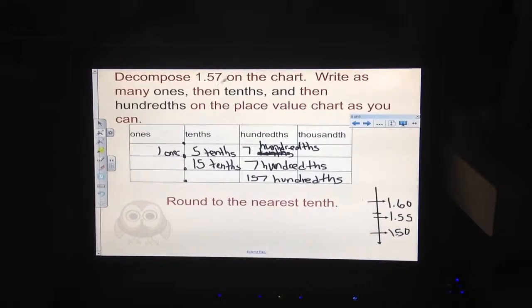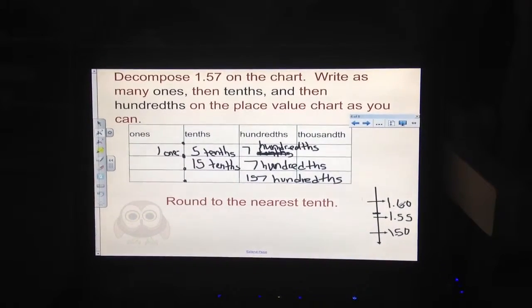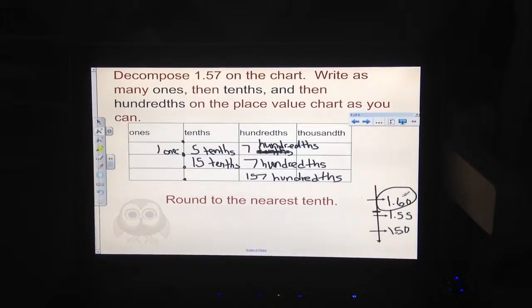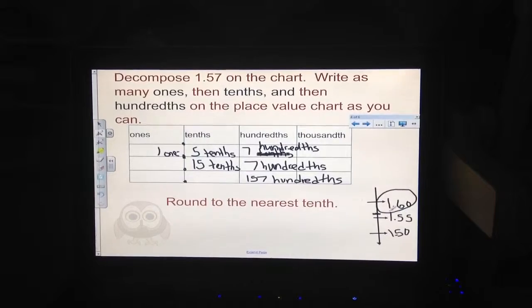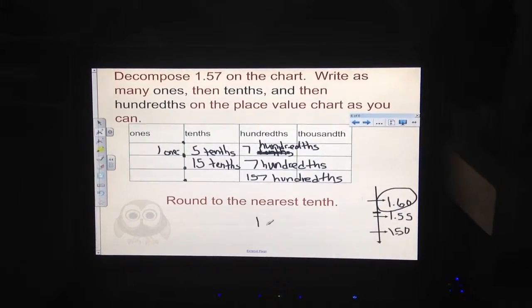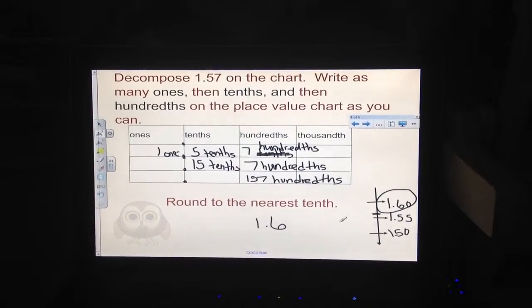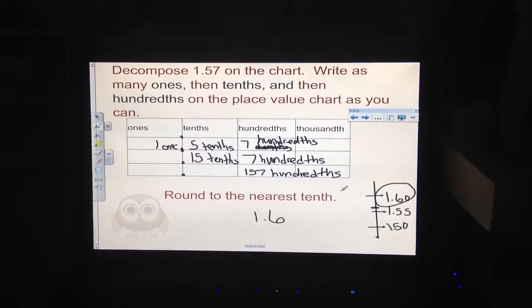So 1 and 57 hundredths would be right here, and you can see it's closer to 1 and 6 tenths. It's another way of rounding. If it's not easier for you, then go back to the way we previously taught it.